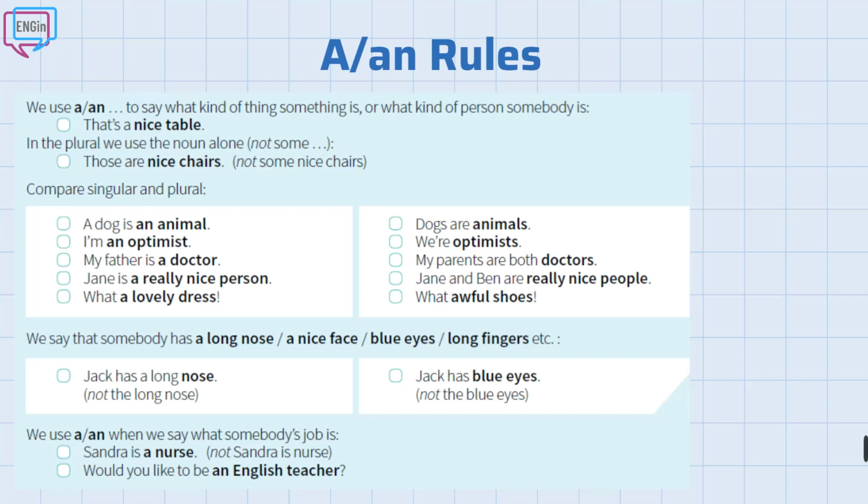Please mention that we do not use articles if it is plural. For example, "Those are nice chairs." It's a great way of explaining articles if you look at pairs of sentences like those provided on the slide. For example, "A dog is an animal," but "Dogs are animals." "I am an optimist," singular, but "We are optimists."